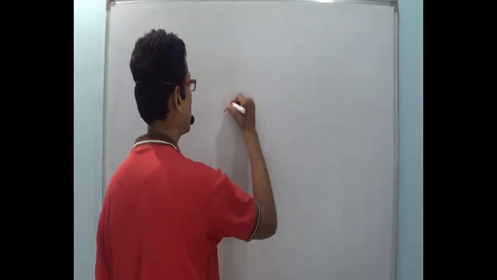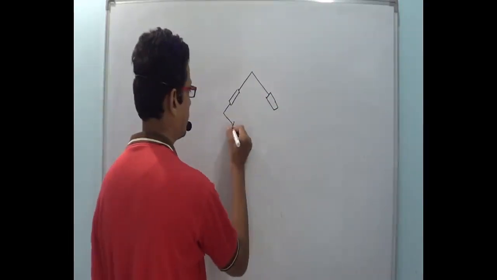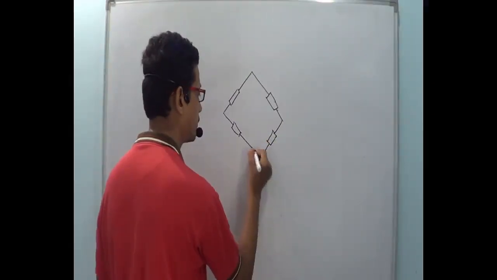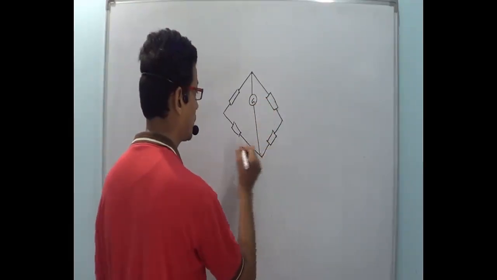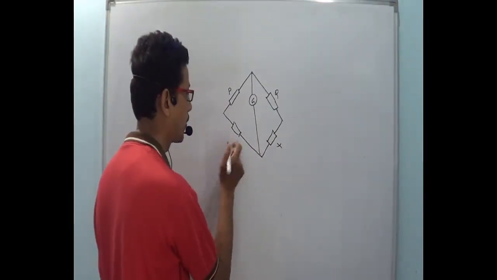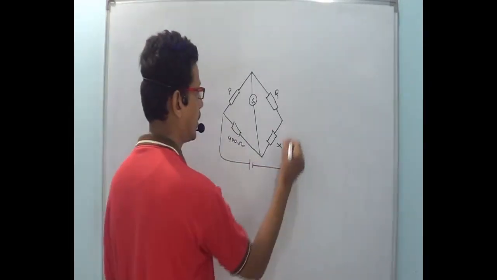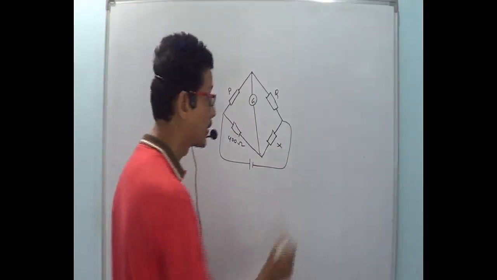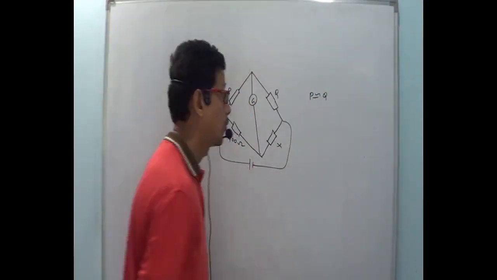So this is a Wheatstone bridge. There are 4 resistors. This is the Wheatstone bridge circuit. And here the central one is the galvanometer. This is P, this is Q, this is R, and this is X. This is given as 400 ohms. So the Wheatstone bridge is initially balanced and P is nearly equal to Q. He said P is nearly equal to Q. Nearly, not equal to Q, nearly equal to Q.